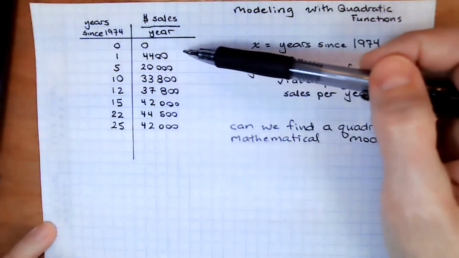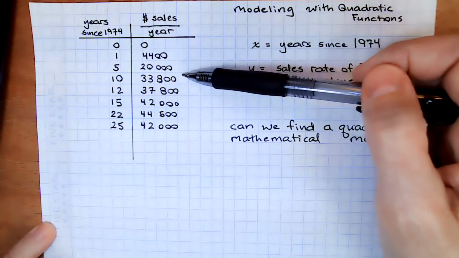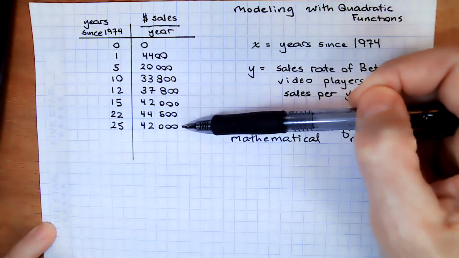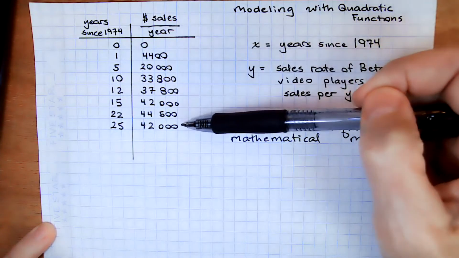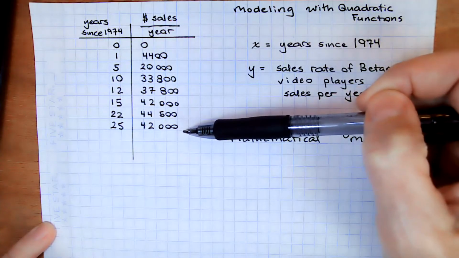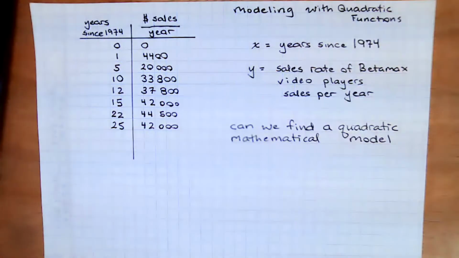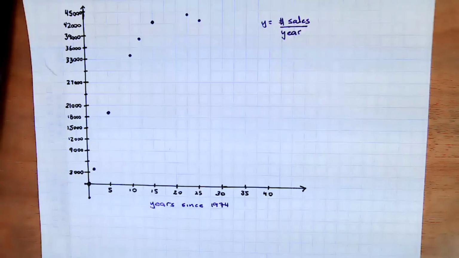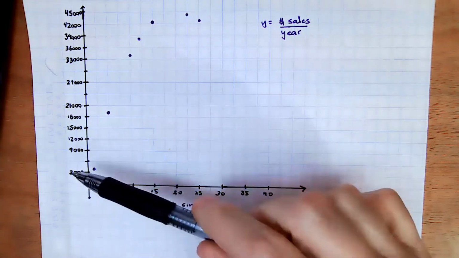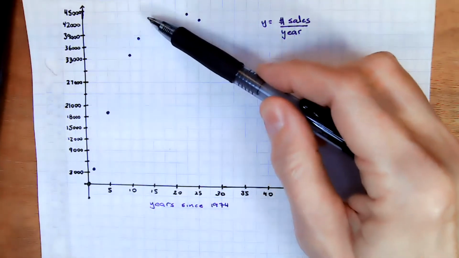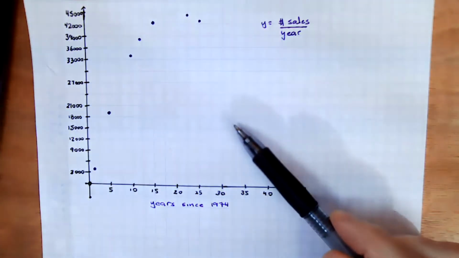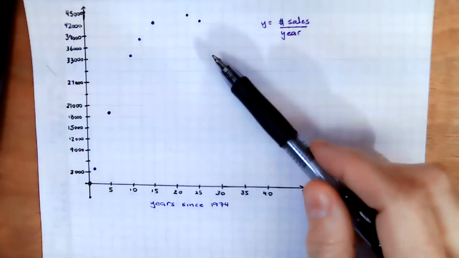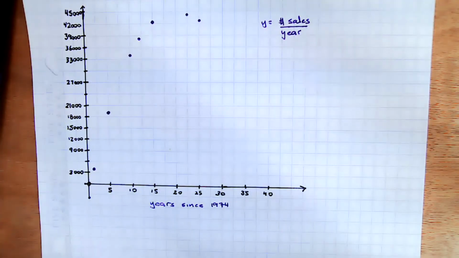33,800. And looking at the data, we can see that this is an increasing function, but then it starts to decrease. So we suspect that it might be quadratic. Let's confirm it by plotting the points. All right, so when I graph the function, I can see that it is indeed quadratic because it has that nice parabola shape. So what we're going to do is find the parabola that best fits this data.